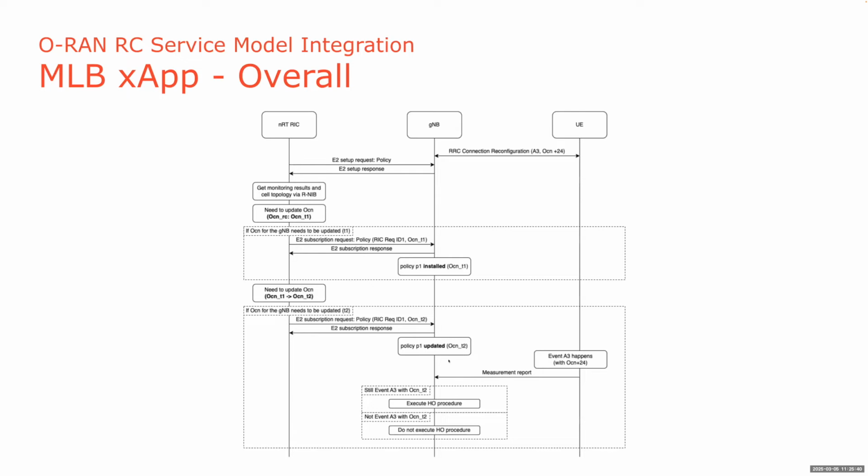Let's assume that OCN T2 is configured here, but sometimes the UE should be kicked out to the other cell. In that case, the UE will send a measurement report to the gNodeB. By using the new OCN value, the gNodeB can decide if this UE should be kicked out or should stay here, from the load balancing perspective. So this is how the MLBX application is working.